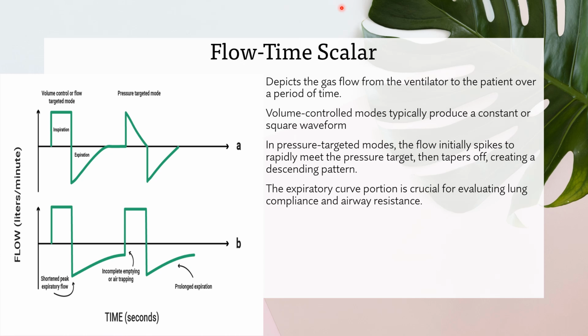The expiratory curve portion is crucial for evaluating lung compliance and airway resistance. For instance, an obstruction might be inferred from a reduced peak expiratory flow and extended expiratory phase, evident from a prolonged time for the curve to return to baseline. Here you can see that the expiration did not return to baseline and new inspiration started, leading to air trapping.